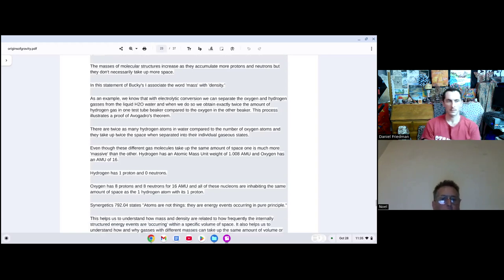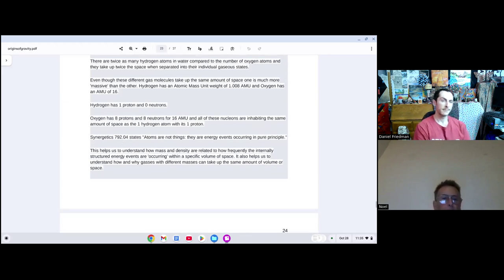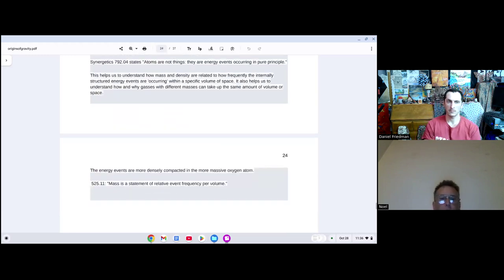And so we remember that atoms are not things, they are energy events occurring in pure principle, from Synergetics 790.04. And this helps us to understand how mass and density are related to how frequently the internally structured energy events are occurring within a specific volume of space. It also helps us to understand how and why gases with different masses can take up the same amount of volume or space. The energy events are more densely compacted in the more massive oxygen atom.